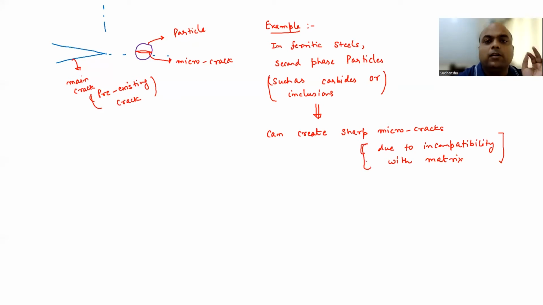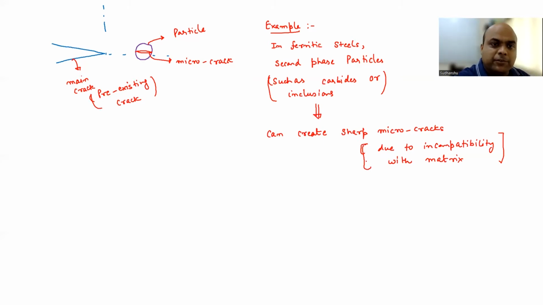Okay, so overall, if you have a pre-existing crack, which is the main crack, it can itself grow if it has sufficient stress concentration, or it can generate a microcrack in front of it, ahead of it, right? Which can then grow, leading to the cleavage fracture. And one example is that you have a discontinuity in terms of inclusions or second phase particles which are going to crack, which will lead to the formation of a microcrack. Okay, so this is what is happening when you have a pre-existing crack.